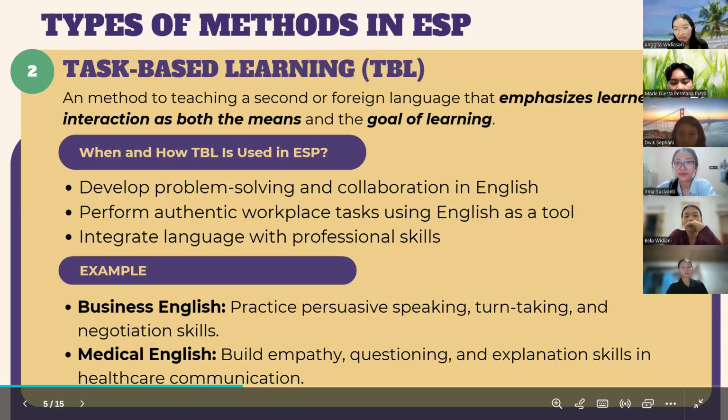And the second example is for medical English. The purpose is to build empathy, questioning, and explanation skills in healthcare communication. For example, role-play giving medical advice, writing a short patient report, or explaining a medical procedure to a patient. Okay, that is about these methods, but we are not finished yet. There are still two methods that will be explained by my partner. Thank you.